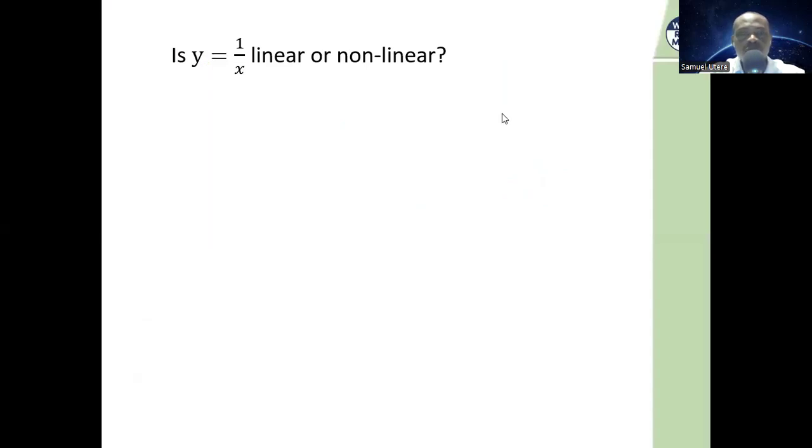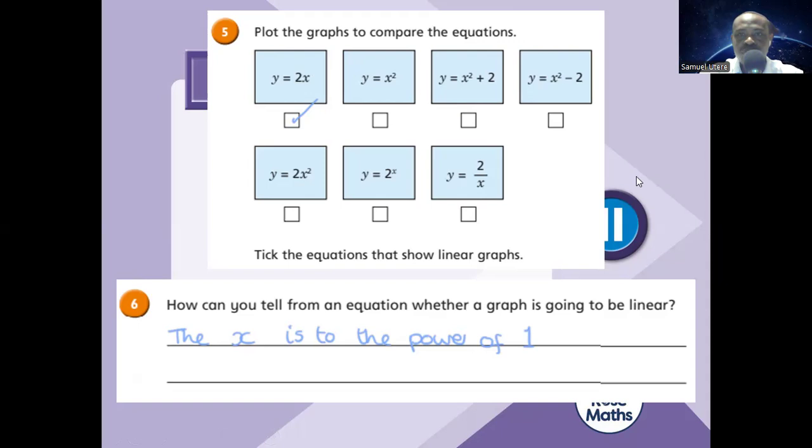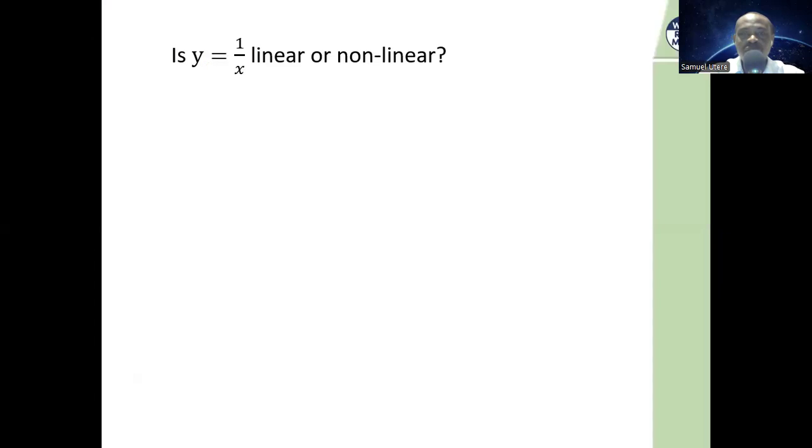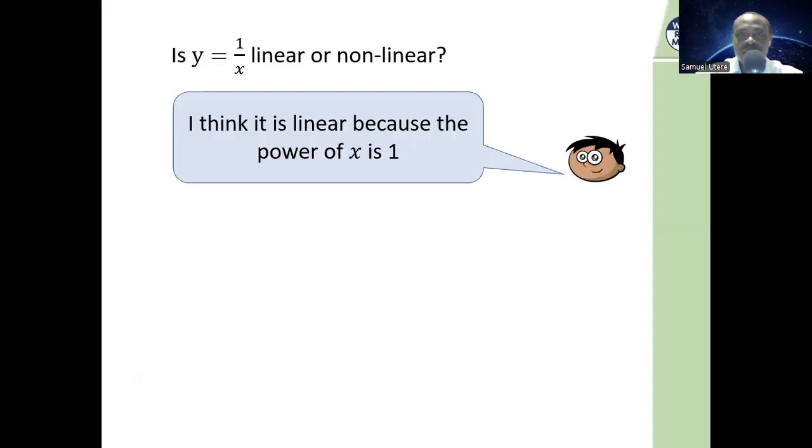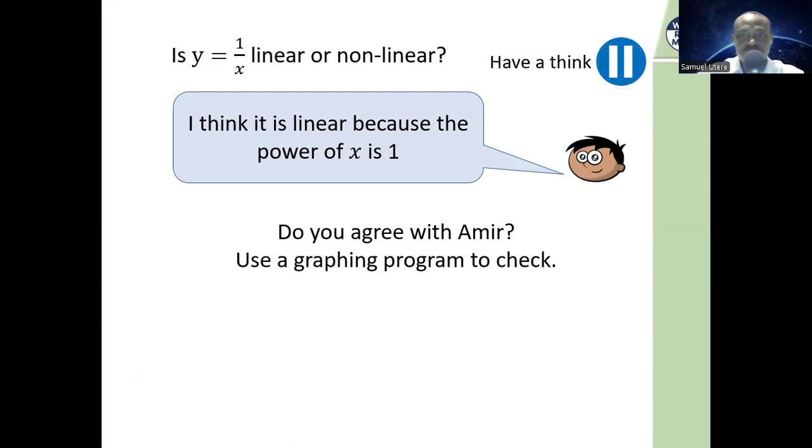Y is equal to 1 over x. Is it linear or non-linear? Of course, if you remember from the previous answers I showed you just now, we had something like this that was ticked as nonlinear. So 2 over x is nonlinear. And I said we can rewrite this as 2 times 1 over x. So clearly, if you were paying attention, we would say that this guy is wrong, right? 1 over x is not going to be linear. And we can actually plot it to check it. So we wouldn't agree.